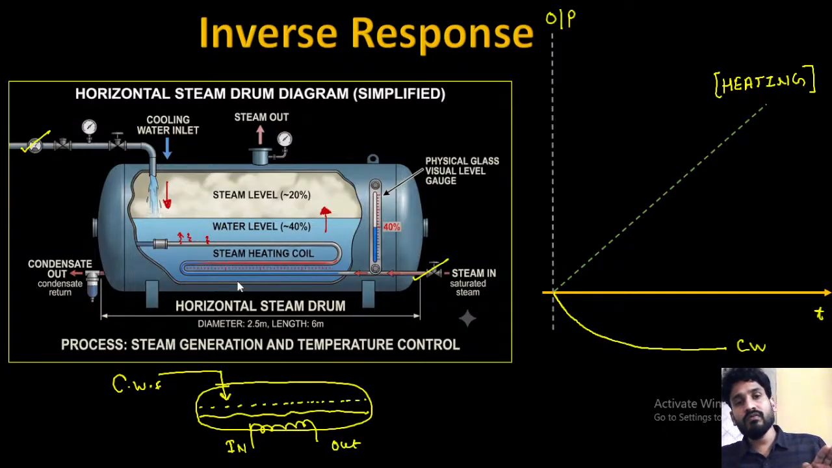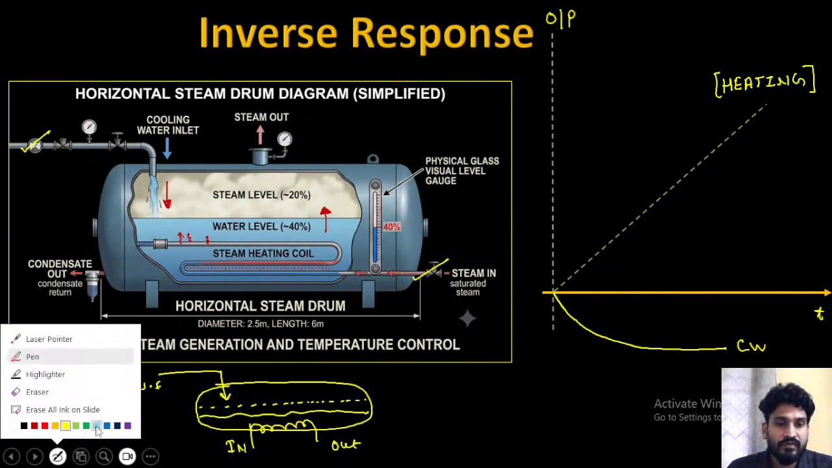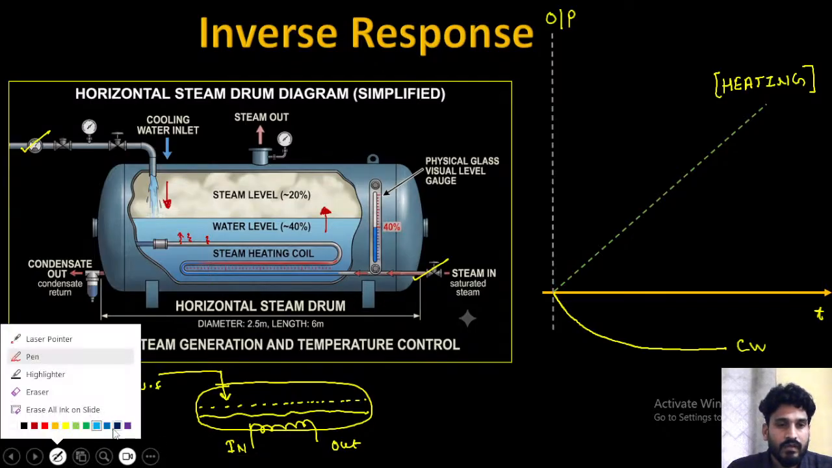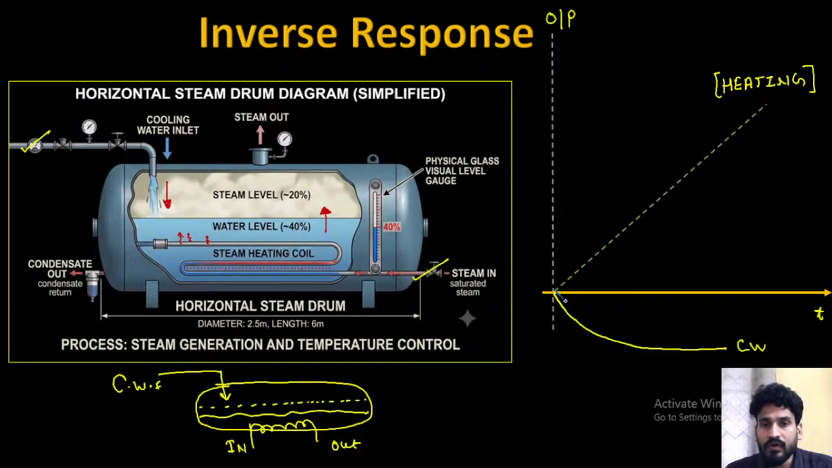So cooling water is basically decreasing the level, and the steam heating coil will increase the water level. So these are the two opposing effects. It is clear? If you combine these two effects and see what the overall response is, you will see that initially the level of the water will decrease, but after that it will increase.